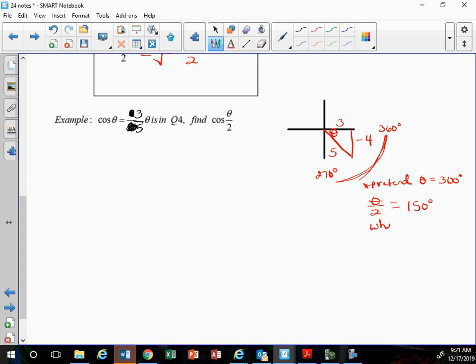Where is 150 degrees? Quadrant 2. Okay, we all right with that? Let me stop there for a second, make sure you guys are with me.